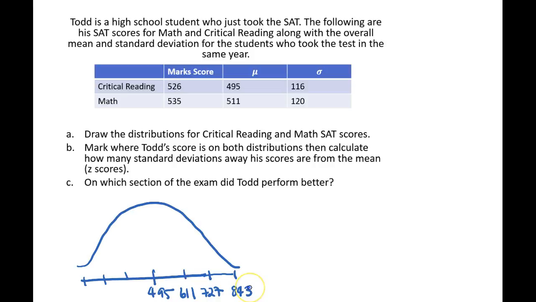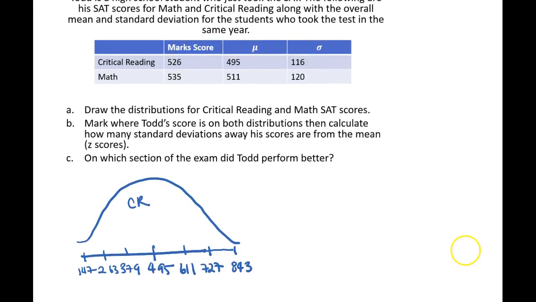Now, remember that this normal distribution is most likely approximate, so the fact that we get a value of 843, which is not actually a possible SAT score, is okay. All right, so down from 495, that's going to be 379. Two standard deviations down will be 263, and three standard deviations away from the mean will be 147. All right, and this is the critical reading scores.